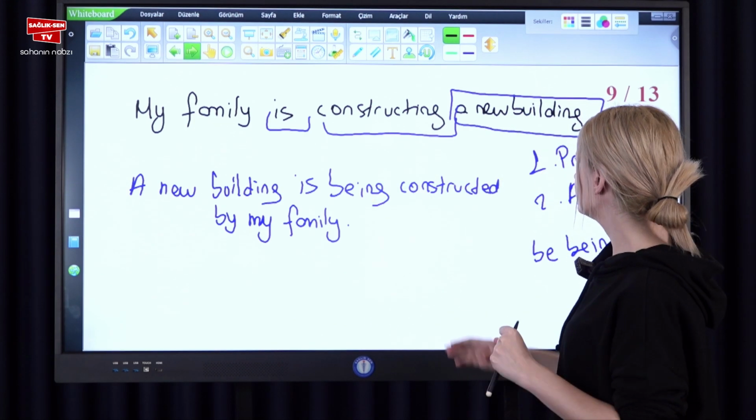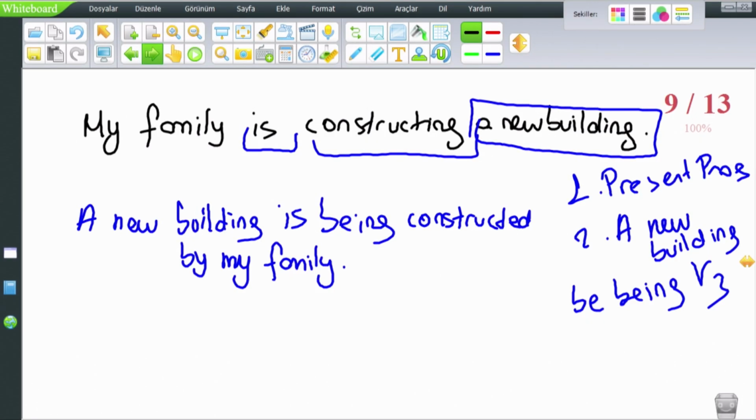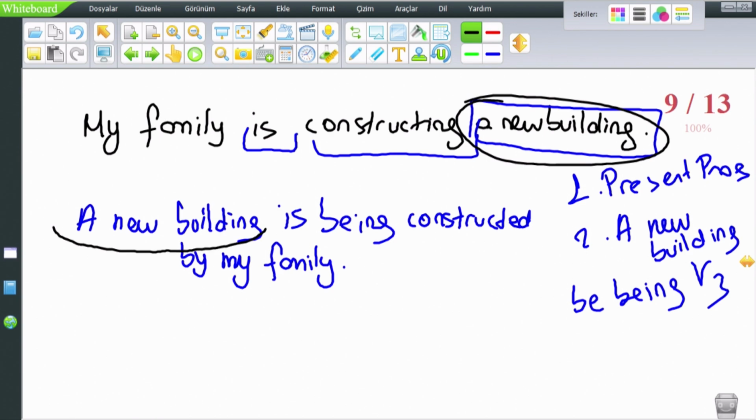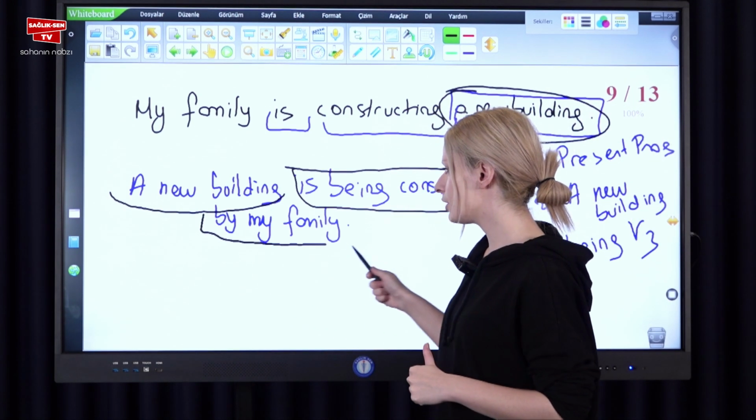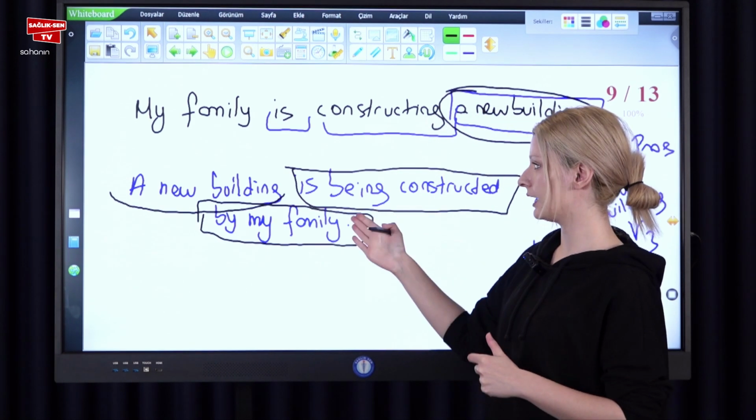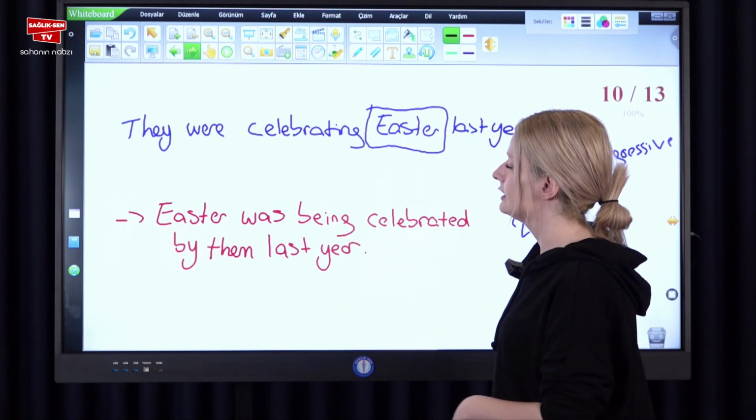My family is constructing a new building. As we have said, it doesn't matter if it's passive voice 1 or 2. The first thing you should find is the tense of the sentence and then our object, because we're going to make it our new subject. A new building is being constructed by my family. I take the object of the sentence and make it our new subject. Then I form our be, being, verb 3, and then if I want to add who actually did that action, I can add it at the end of the sentence.